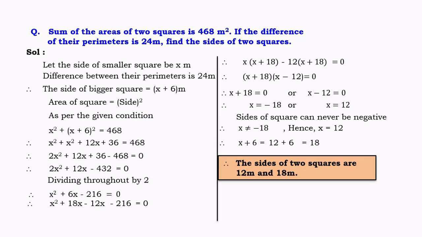We have found that the side of the smaller square is 12 meters. The side of the bigger square is x plus 6. Substituting the value of x, 12 plus 6 equals 18. Therefore, the side of the bigger square is 18 meters. Hence, the sides of the two squares are 12 meters and 18 meters. So, the required answer is the two squares have side lengths of 12 meters and 18 meters.